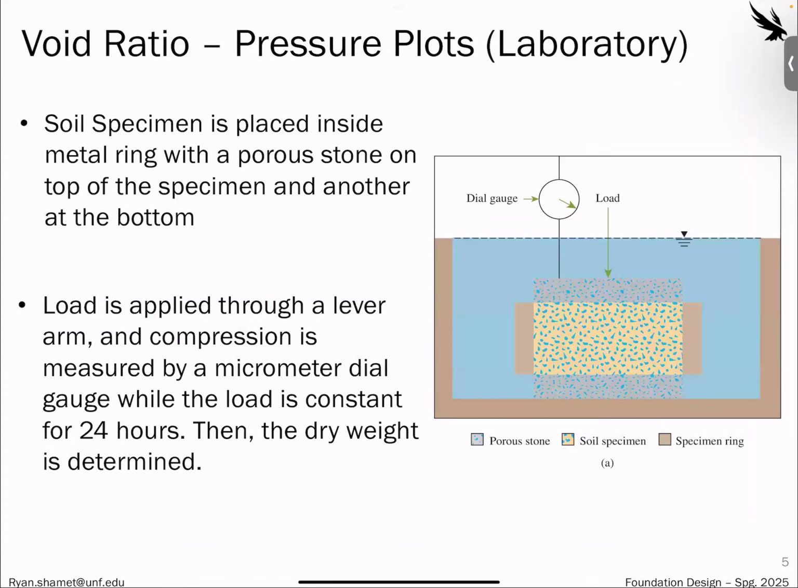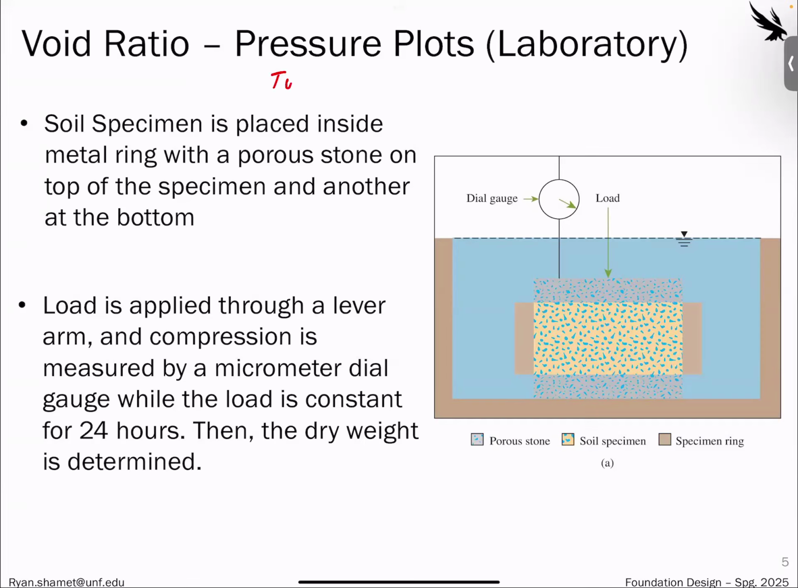Okay, so remember a little overview of what the consolidation test is comprised of. Remember, this is samples taken from the in situ layer. Does anyone remember the name of the testing apparatus that we take the samples using? It's not the standard penetration test. What do we use?